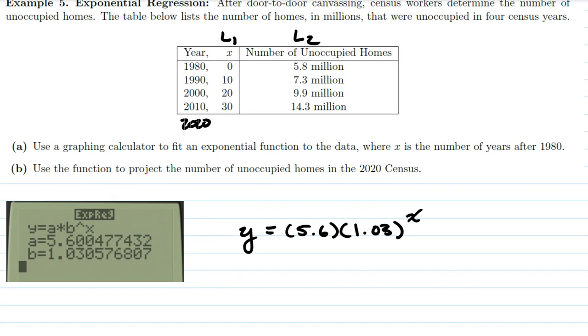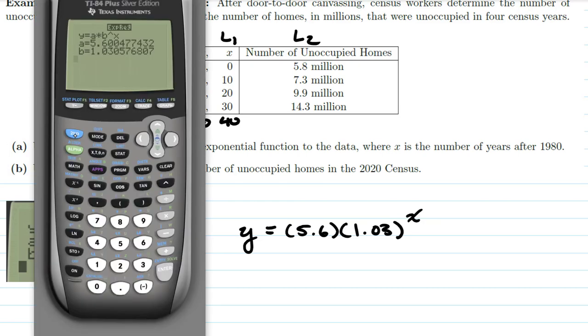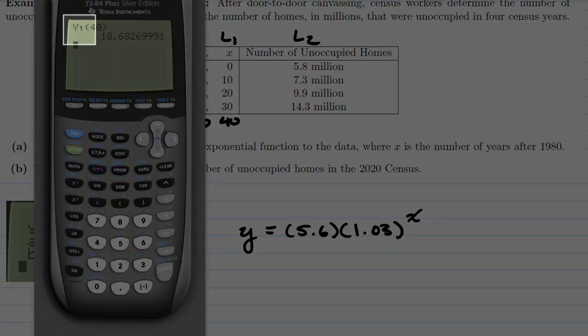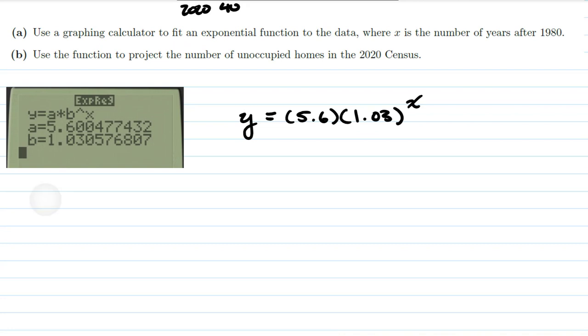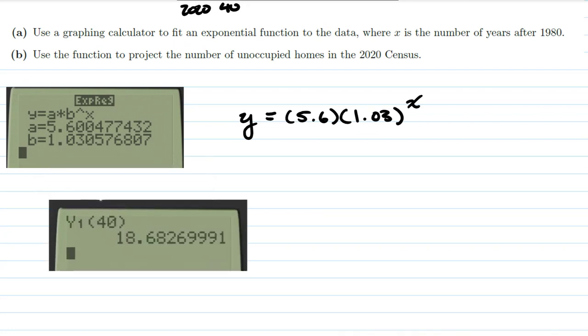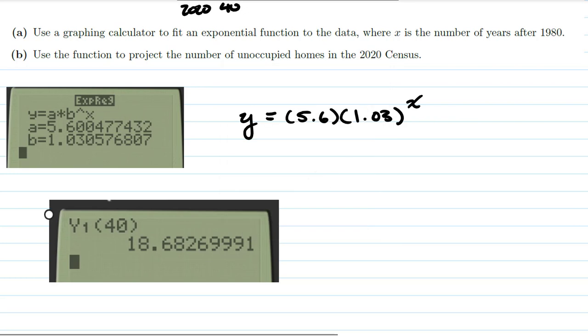And then part B says use the function to project the number of unoccupied homes in the 2020 census. So for this year in 2020, that would correspond to 40. And we want to know the output. So we grab our calculator, we go alpha trace, we choose Y1, and we want to input 40. And if we input 40, we get the corresponding output of 18.68. And let's go ahead and round to the nearest tenth. So we would get 18.7 million unoccupied homes.